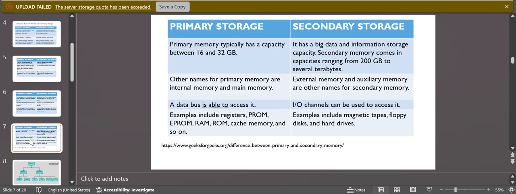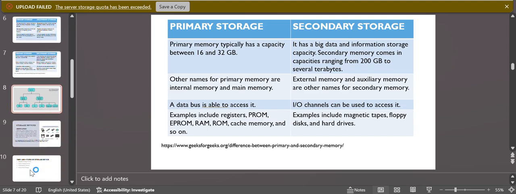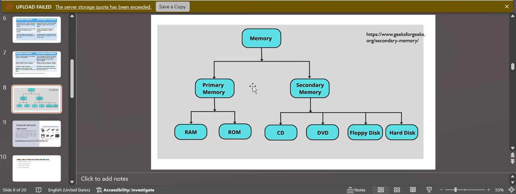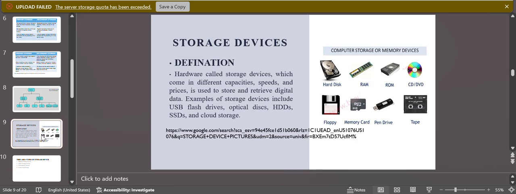Examples of primary memory are RAM, ROM, EPROM, PROM, and so on. Examples of secondary memory are magnetic tapes, floppy disks, and hard drives. Here you can see the flowchart of primary and secondary memory and their examples.